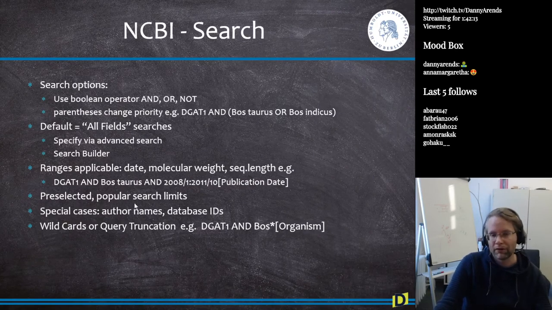It has popular search limits. There are different special cases, like you can use author names or database IDs. One of the nice things is that you can actually use wildcards and query truncation. So a wildcard is using a star. And so, for example, I want to know everything about DGOT1 and Bos star. So that selects all of the Bos taurus, Bos indicus, and Bos musculus organisms and these kinds of things. Right, so you can use all of these.